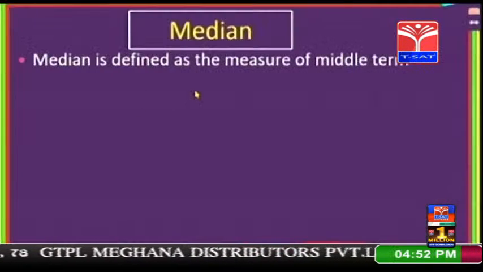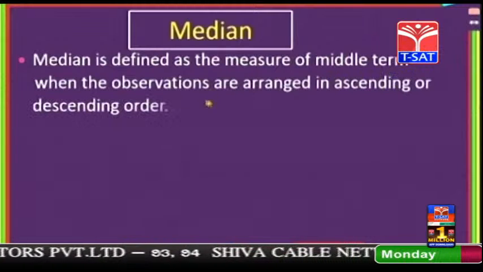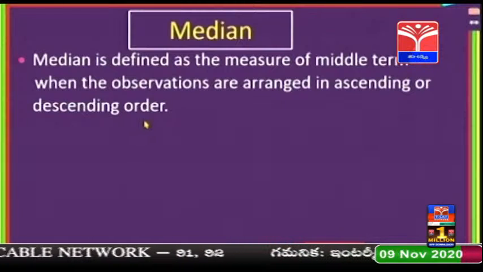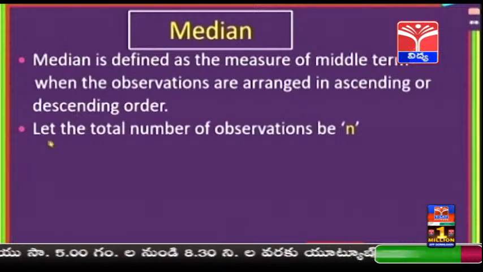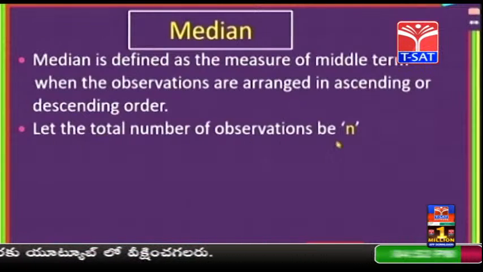Next, what is median? Median is defined as the measure of the middle term when the observations are arranged in ascending or descending order. Students, if we want to find the median of given data, we should arrange the raw data either in ascending or descending order. After arranging, we have to count how many terms there are. Let the total number of observations be n.